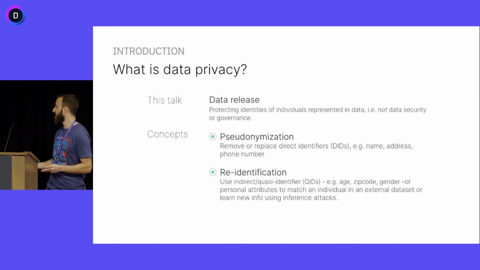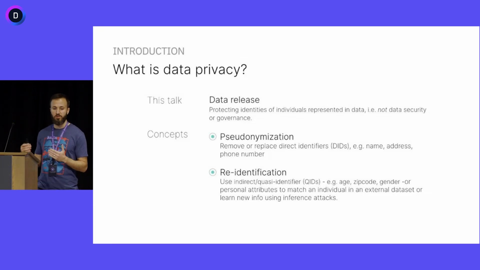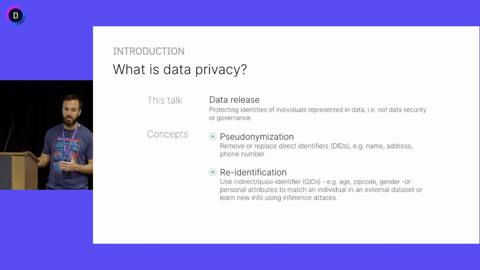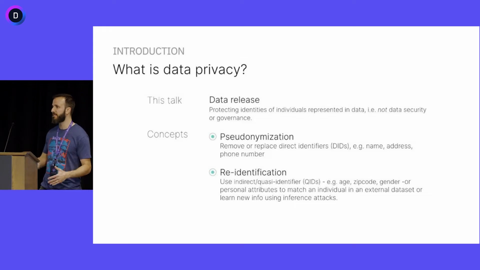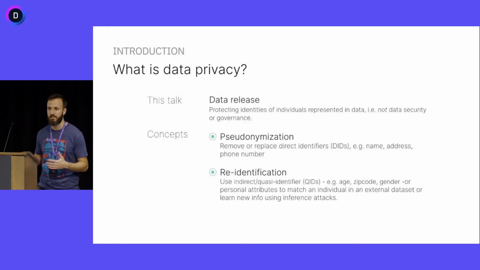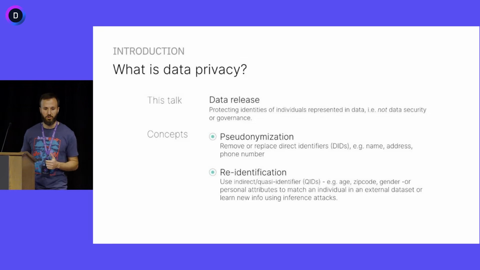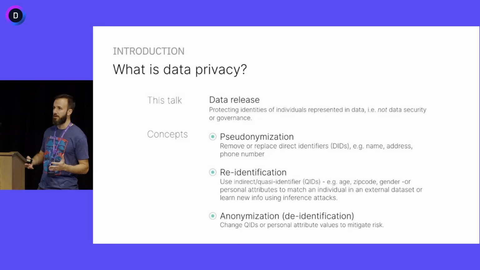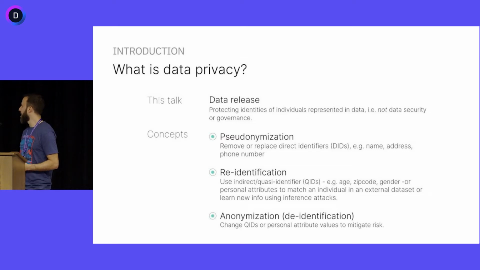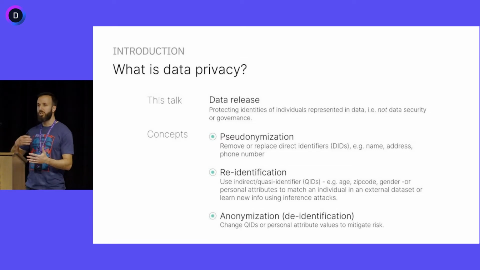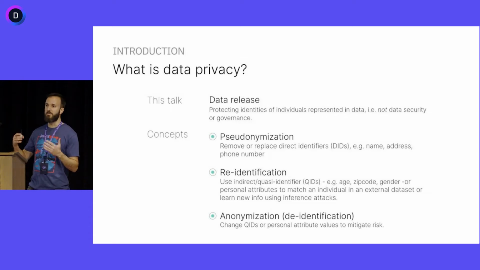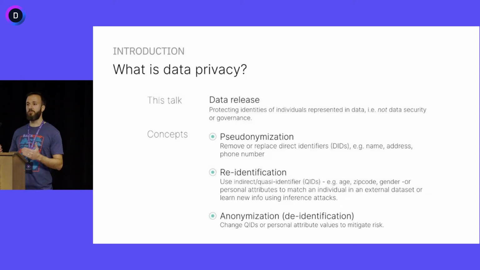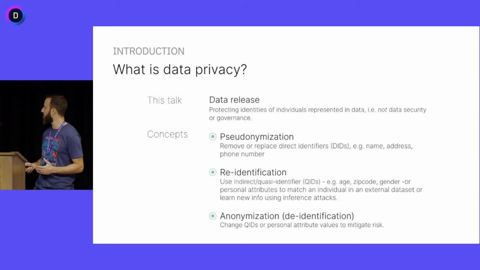This is called re-identification. Also, new information can be revealed without linking using inference attacks, as in if you query a database multiple times to reveal new information. And so what we want to do is anonymize the data, also known as de-identification. And what we do is we change quasi-identifier values or personal attribute values, and this mitigates the risk that we are going to leak sensitive information about a person.